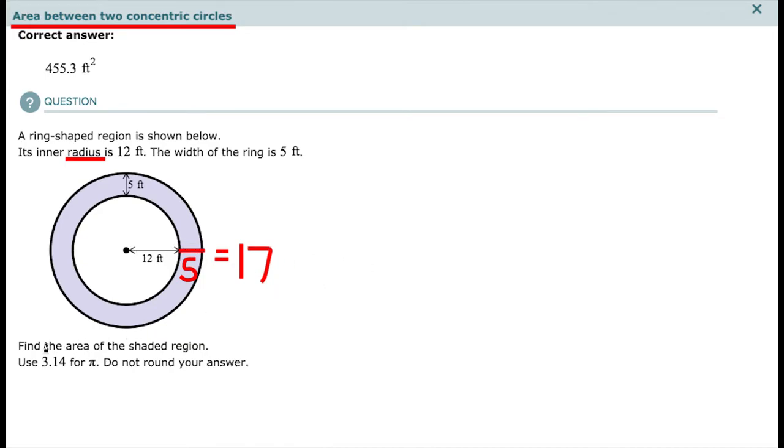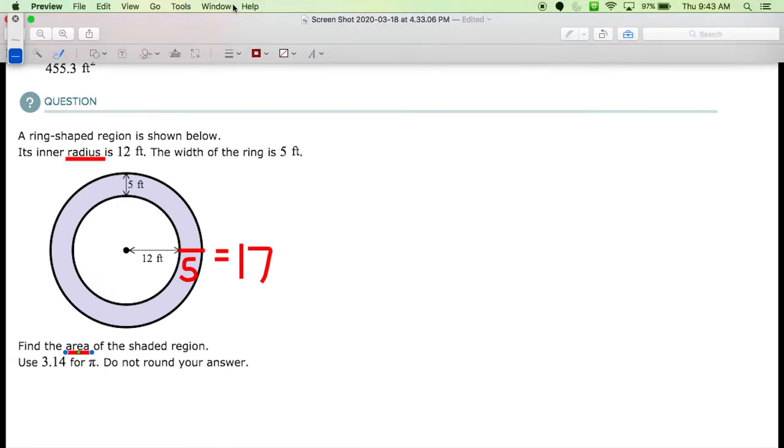So now what we're going to do is find the area of the shaded region and use 3.14 for pi. Don't round your answer. So we're finding the area, which means the inside. We need to conceptualize this, right? The ring, the shaded region, is really like this whole big circle, take away this small circle. So that's what we're actually going to do.